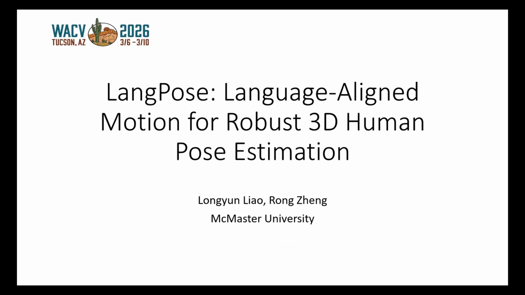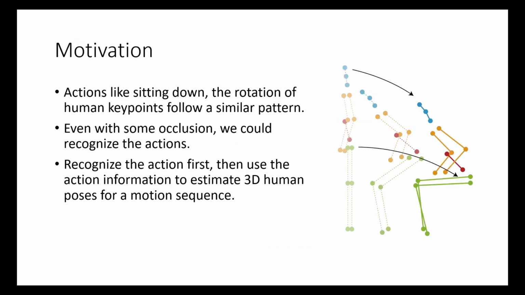Hello everyone, this video is about our paper, LangPose, Language Aligned Motion for Robust 3D Human Pose Estimation, accepted by WACV 2026. 3D human pose estimation from 2D inputs is inherently ill-posed, since multiple 3D poses can project to the same 2D pose. Most existing methods try to resolve this ambiguity by exploiting spatial and temporal consistency.